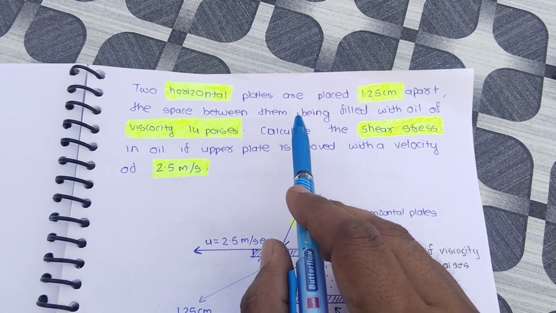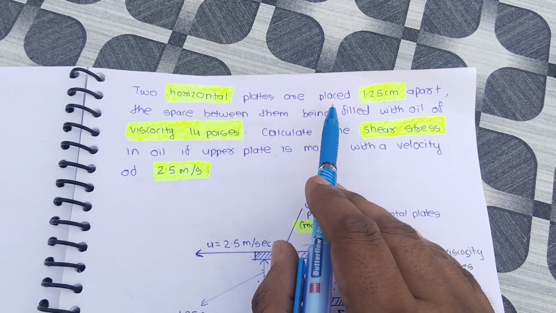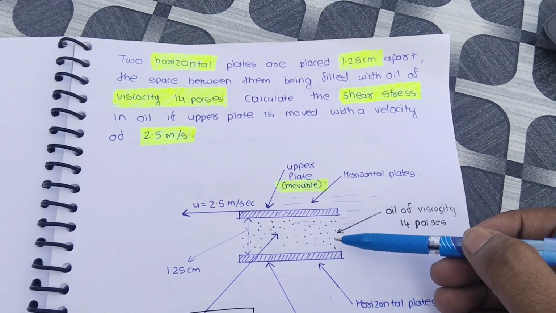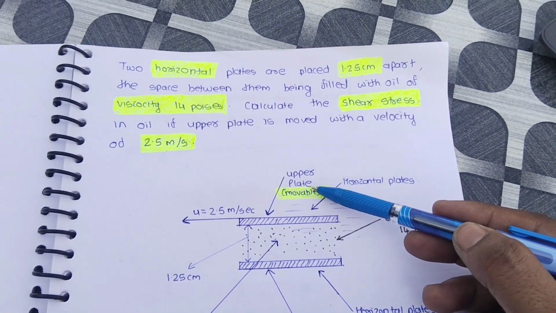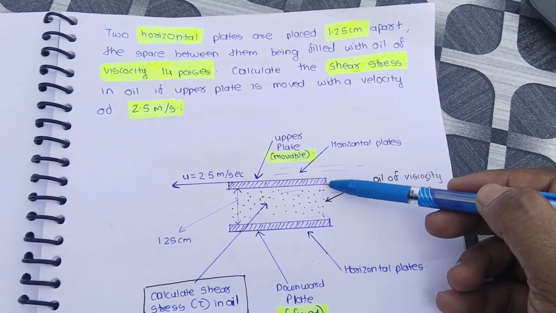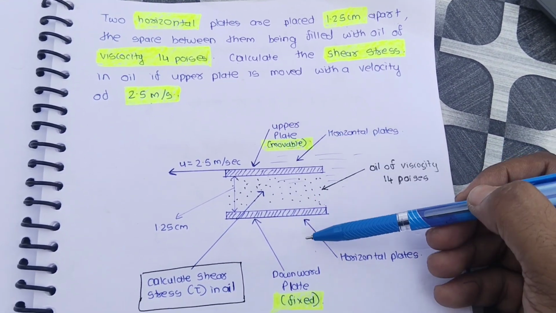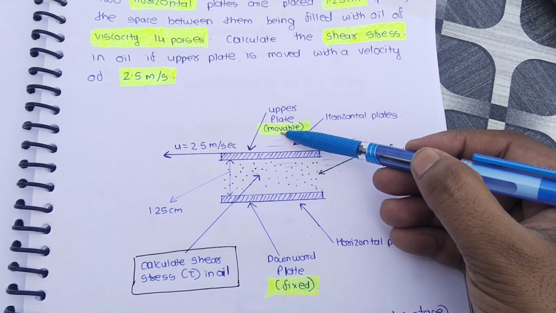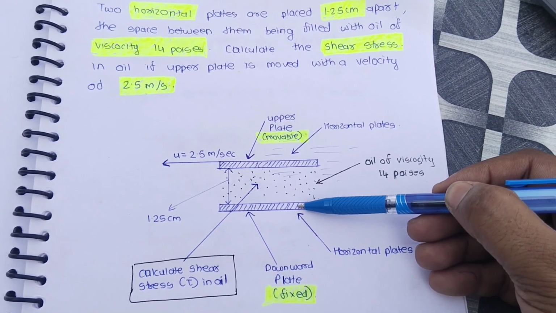So two horizontal plates are placed 1.25 centimeter apart. These are the two plates, the upper plate, a horizontal plate, and this is also a horizontal plate, both. This is the upper plate and this is the lower plate, and this top plate is a movable plate and this bottom plate is a fixed plate.